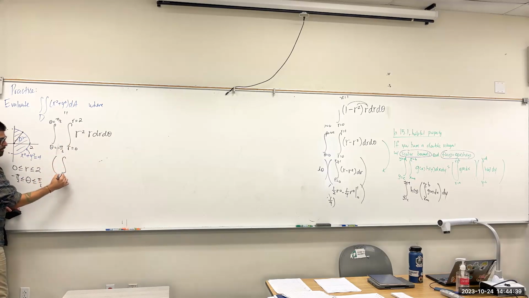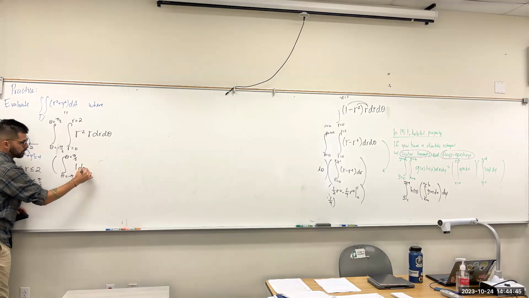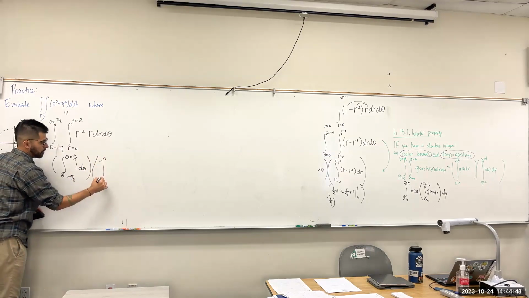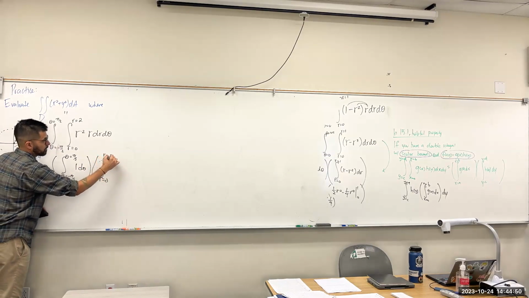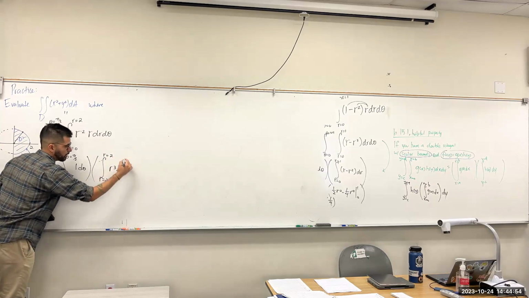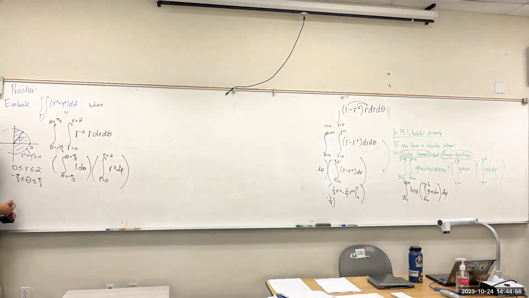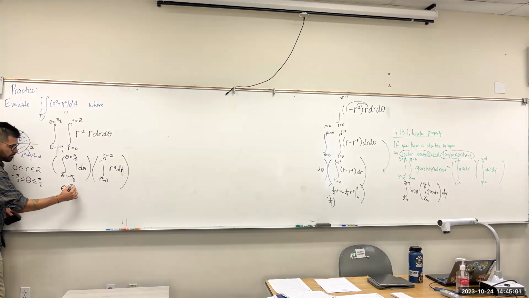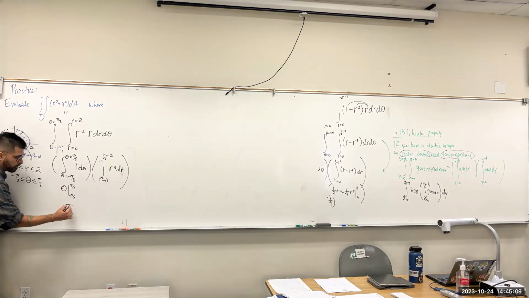So you can split it up into a product of 2, and then with just R's. And I believe you guys should have got 4 pi. Okay? This guy here would be theta evaluated from negative pi over 2 to pi over 2. So it's pi over 2 minus negative, so it becomes plus. So this gives you pi.